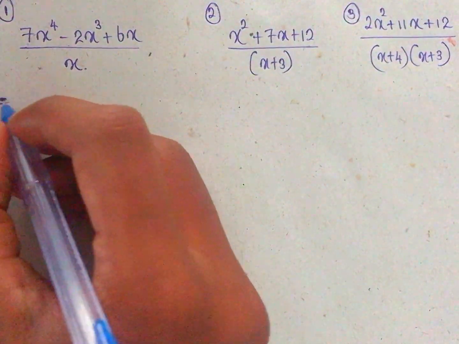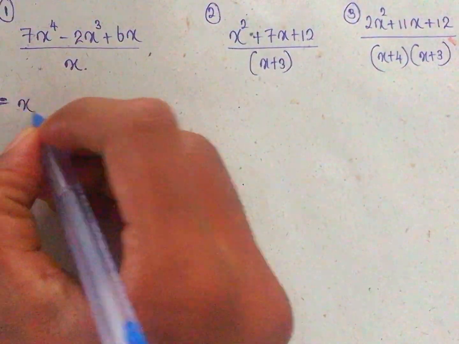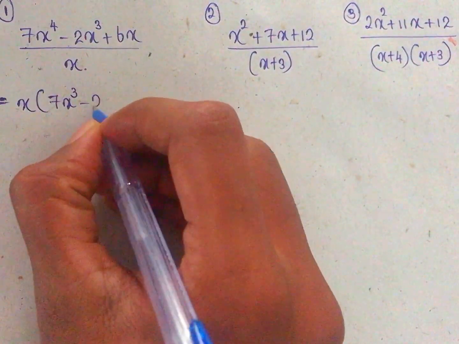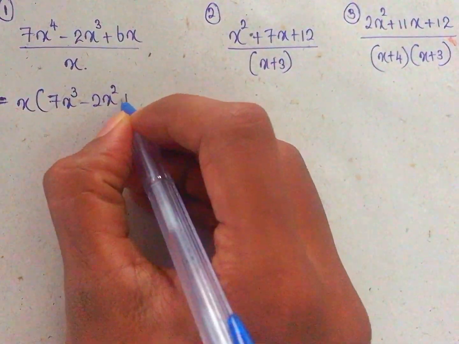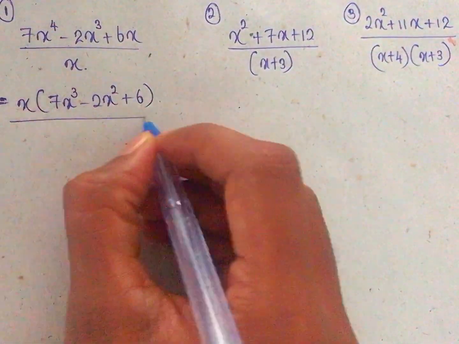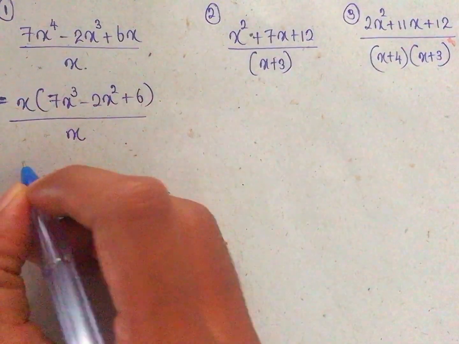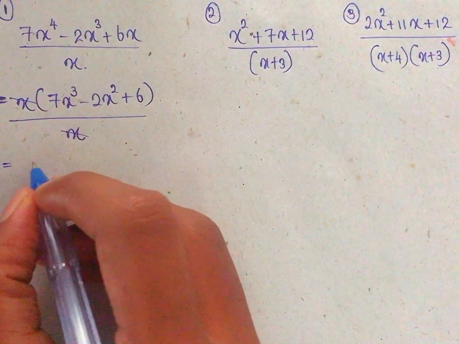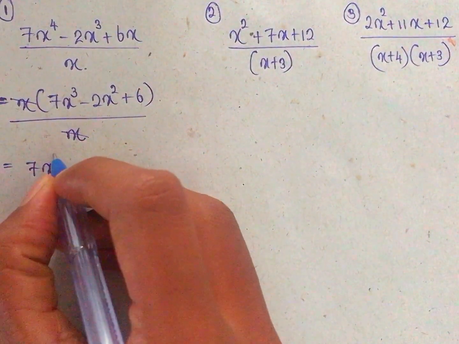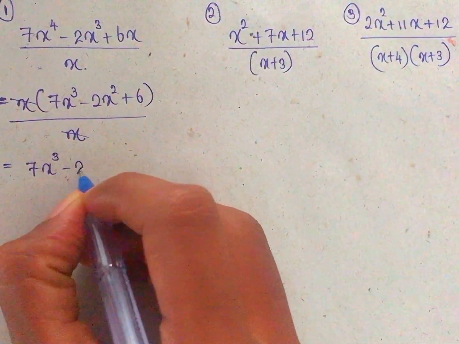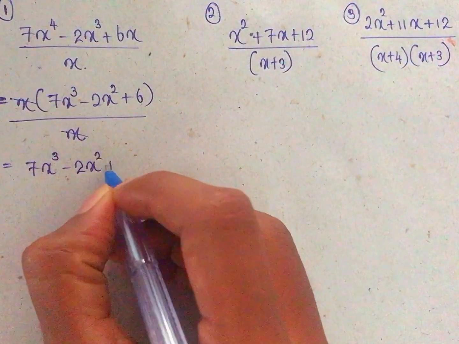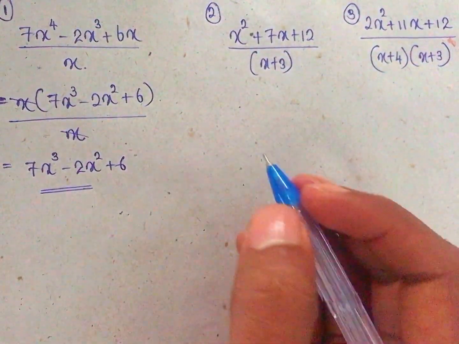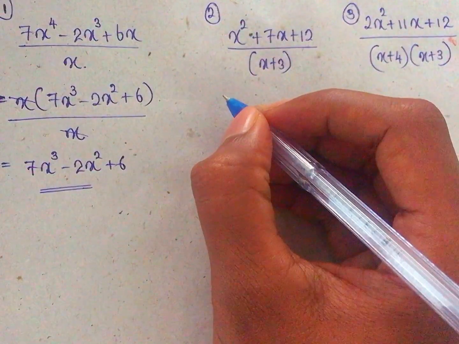In factorizing, you can factorize the numerator by bringing out x over the bracket, and the remaining part is 7x cubed minus 2x squared plus 6. The denominator is x, then you cancel these x and the final answer is 7x cubed minus 2x squared plus 6. Let's move to the second example.